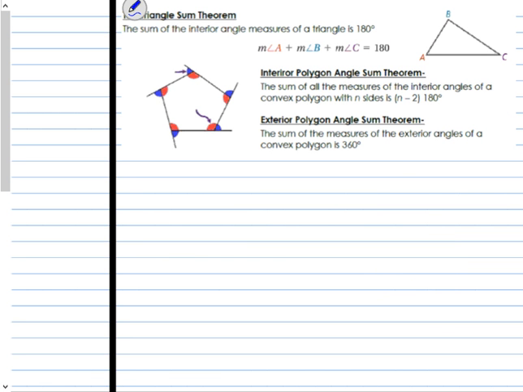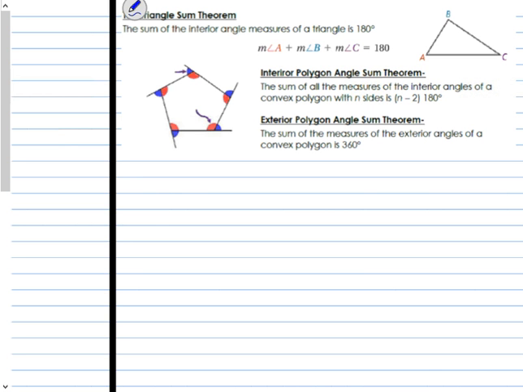The triangle sum theorem states that the sum of the interior angle measures of a triangle is 180 degrees, which I just told you a few minutes before. So the measure of angle A plus the measure of angle B plus the measure of angle C has to be 180 degrees. Nothing more, nothing less.